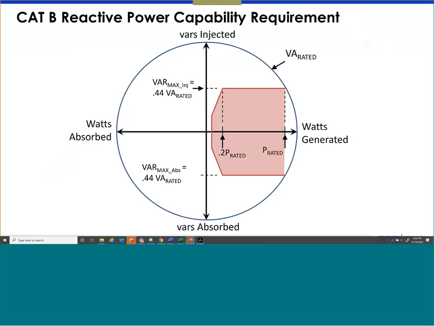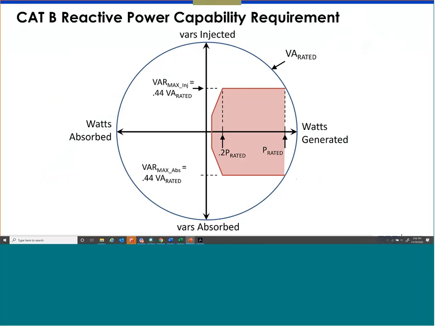So I'll explain that requirement in a little more detail using the category B example. As I mentioned before, this red area is the must-required capability, or to say it the other way, the minimum required capability for category B DR. So if any DR has to be certified for category B, it has to have this reactive power capability as a minimum requirement. Again, all the requirements are minimum. There is no upper limit. It can go all the way to the circle as a minimum, no problem, but it cannot be less than that.